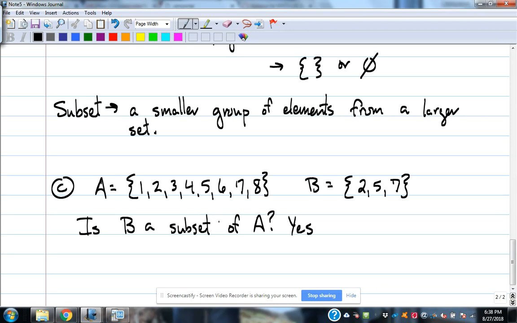Now here's some notation. B is a subset of A. That's the symbol for subset. It's like a capital C with a line under it. The way you read that is B is a subset of A.